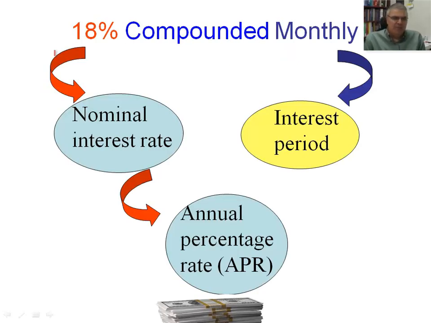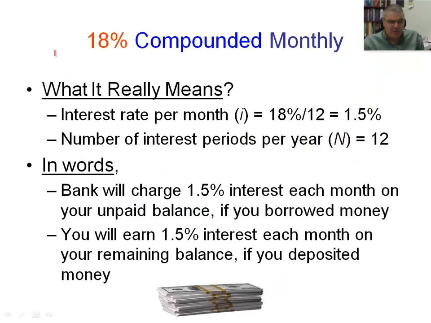As an example, you have probably heard the term APR, annual percentage rate. But if it is compounded monthly, it's going to be different than if it's compounded on a yearly basis. Again, things will become more clear as we go through the lecture today.